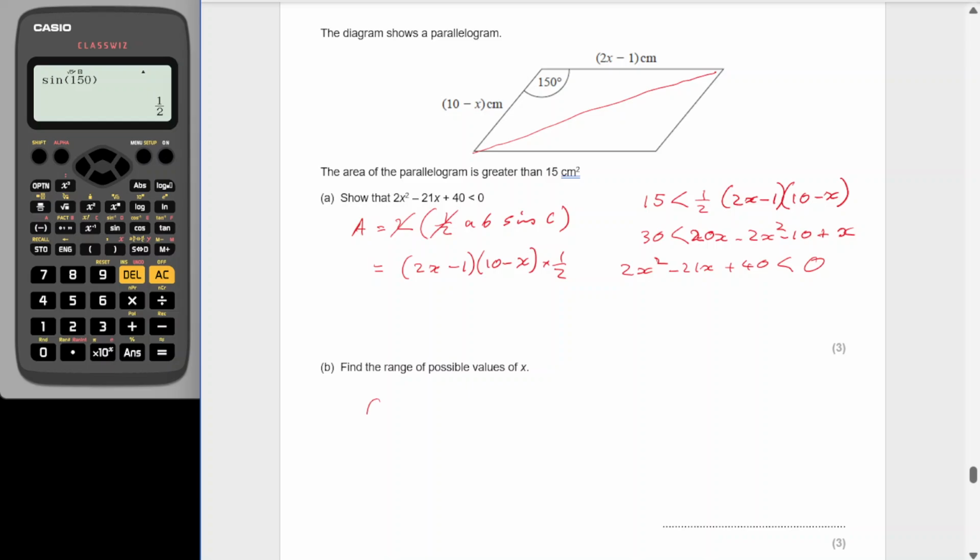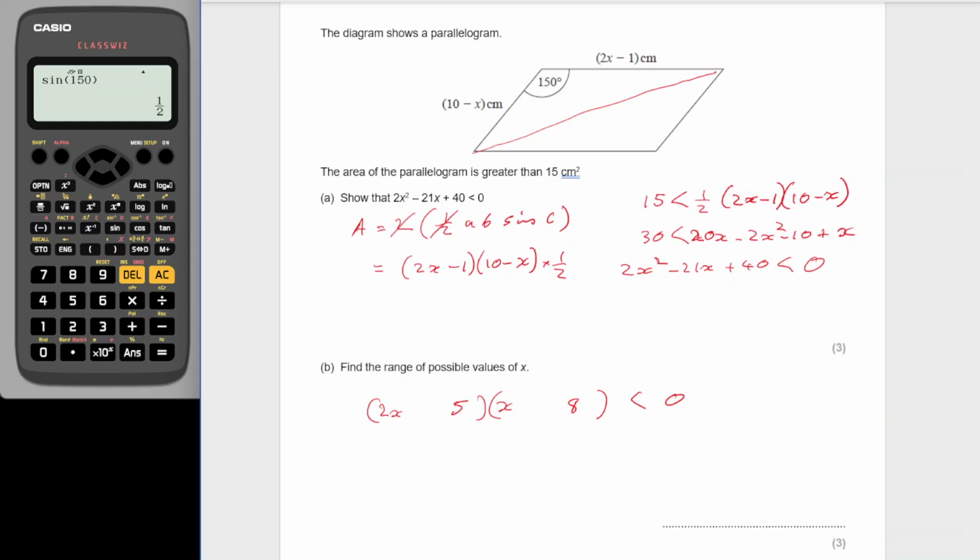So let's see, hopefully this will factorize again. If not, it's going to be an awkward one to complete the square. We might have to use the formula. So 2x and x, and then factors of 40 are going to be 10 and 2, 8 and 5.